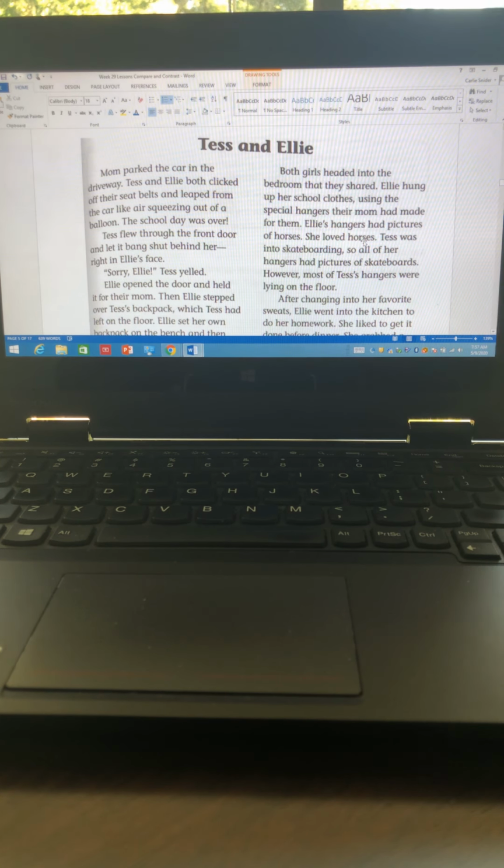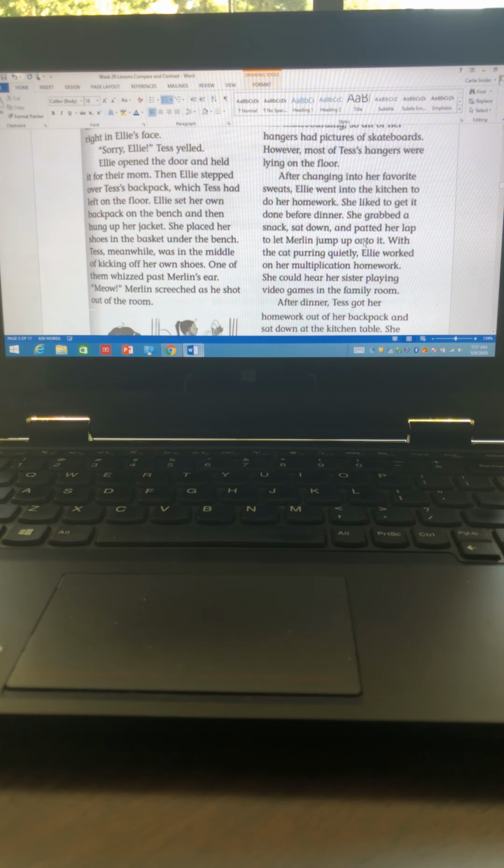Tess and Ellie. Mom parked the car in the driveway. Tess and Ellie both clicked off their seat belts and leaped from the car like air squeezing out of a balloon. The school day was over. Tess flew through the front door and let it bang shut behind her, right in Ellie's face. "Sorry, Ellie," Tess yelled. Ellie opened the door and held it for Mom.